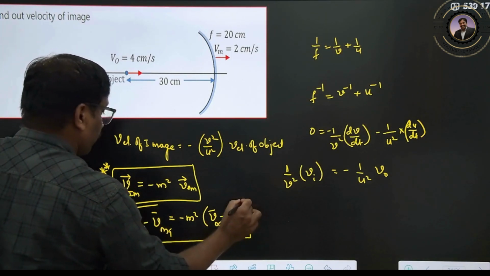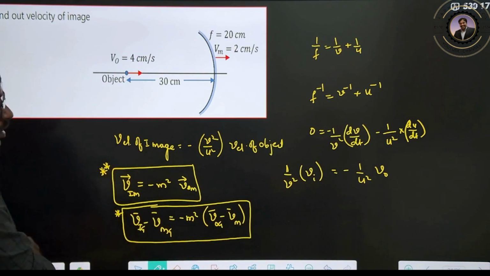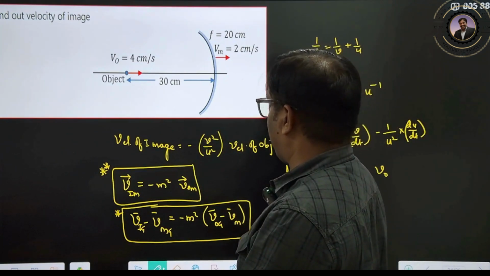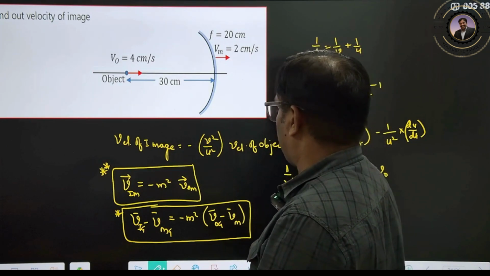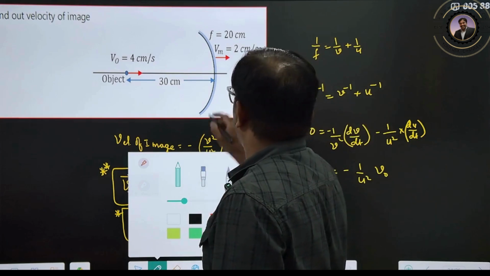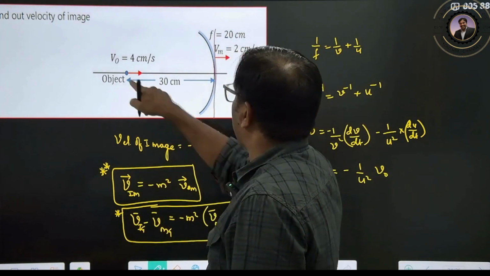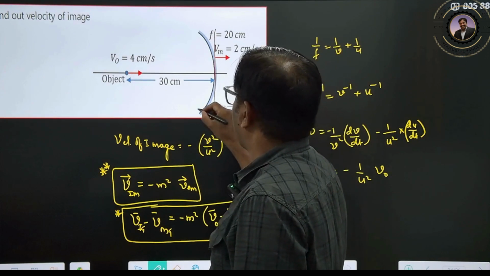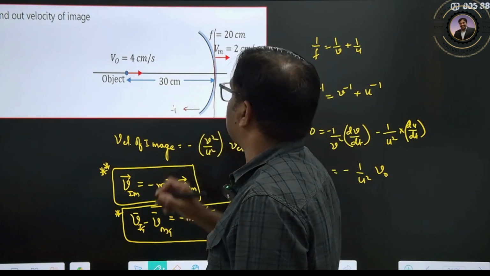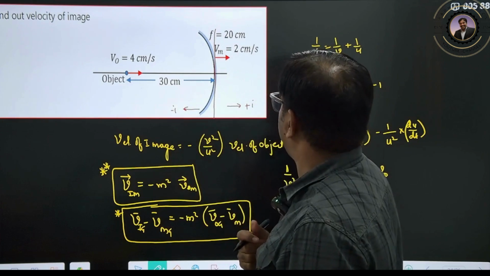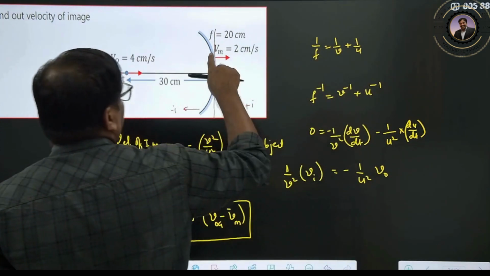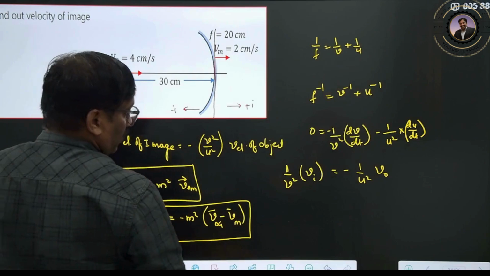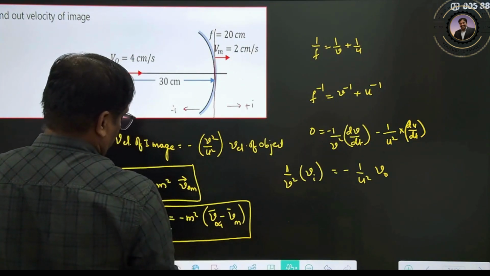So in this way, you can use this formula. Clear? So here we can rewrite it. Here you can use sign conventions. If an object is moving toward this side, it is positive I cap. If an image is moving toward this side, it is minus I cap. Clear? Now that means the velocity of the mirror is plus I, and the velocity of the object is plus I. Clear?